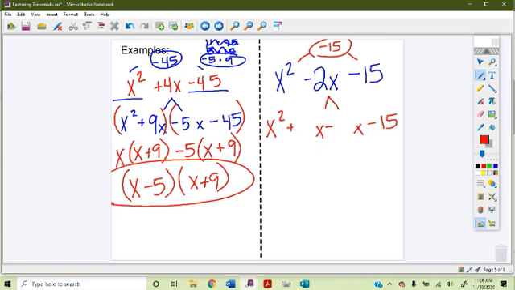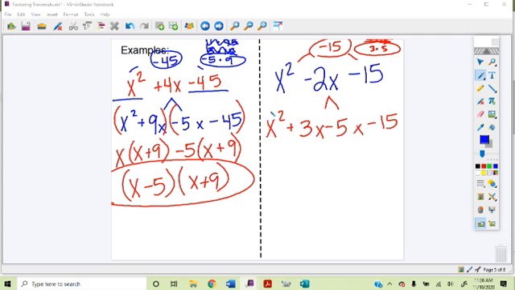So I need to think about what I can multiply to get 15 that I can also add to get negative 2. So let's think about what we can multiply to get 15. 1 and 15. 2 won't work. 3 and 5. That's the only things that we can multiply to get 15. Now, if I combine 1 and 15, no matter which one is negative, I'm going to get either a positive or a negative 14. So that's going to be out. It's going to have to be 3 and 5. If I want them to combine to make negative 2, I'm going to need a positive 3 and a negative 5. Because positive 3 plus negative 5 makes negative 2.